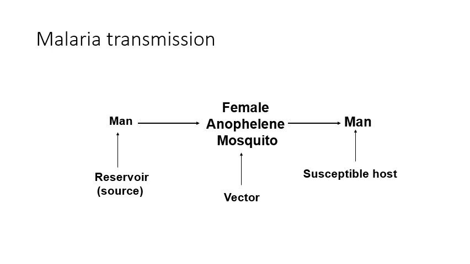So Plasmodium falciparum is transmitted by a vector, which is the female Anopheles mosquito, and man is the reservoir of this organism, and man is also the susceptible host. Alright.